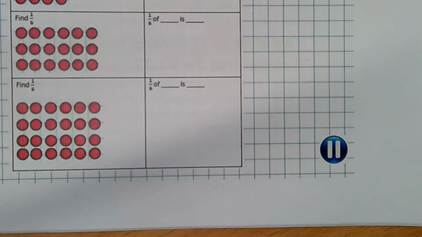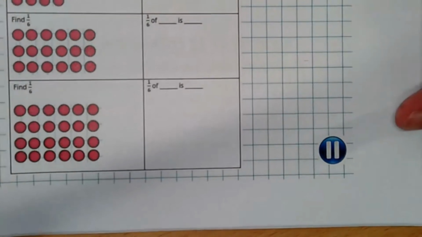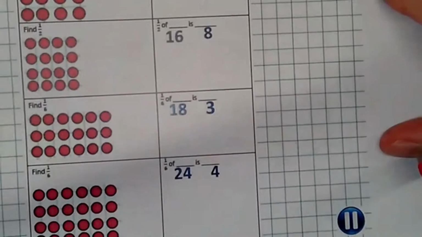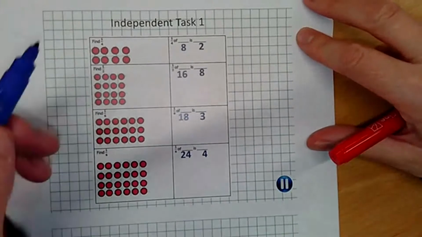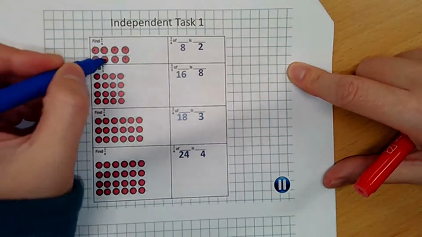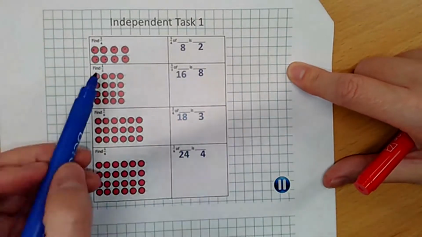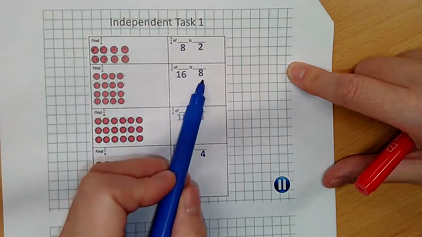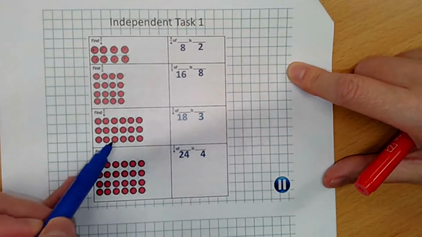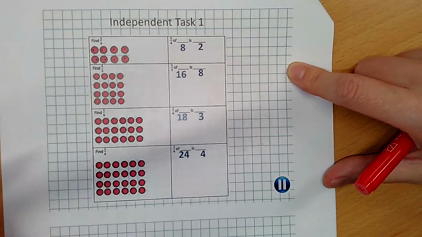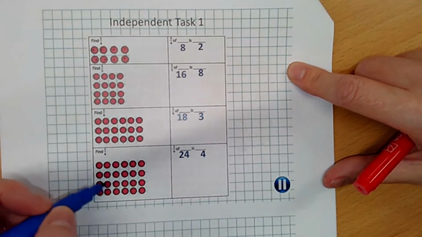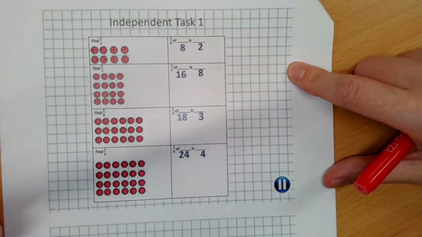So how did you find it? Did you count all of the cookies and divide them equally? Let's see. So the first one, 1/4 of 8, because we have 1, 2, 3, 4, 5, 6, 7, 8, equals 2. Half of 16 equals 8. 1/6 of 18, because we have 18 dots or 18 cookies, is 3. And 1/6 of 24, because here we have 24 dots or 24 cookies, equals 4.